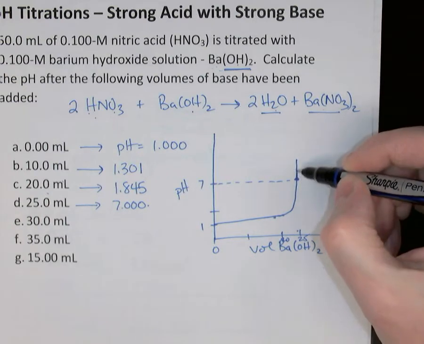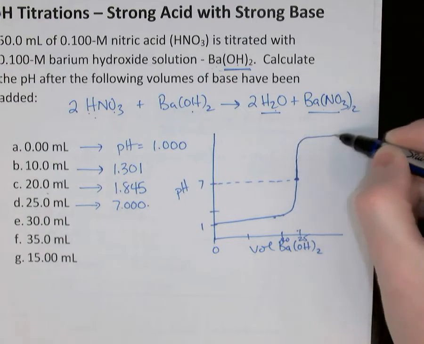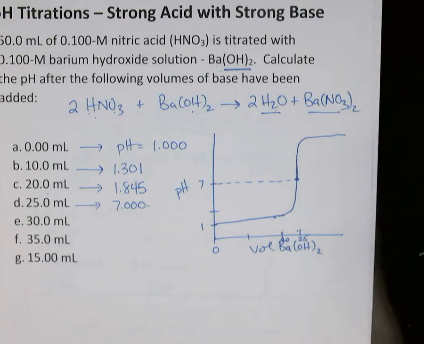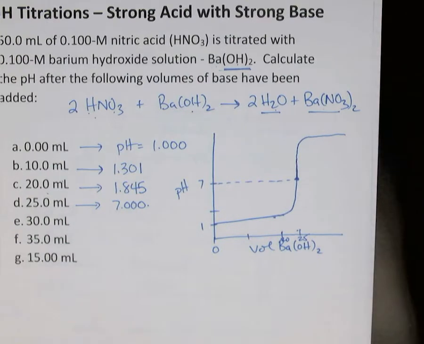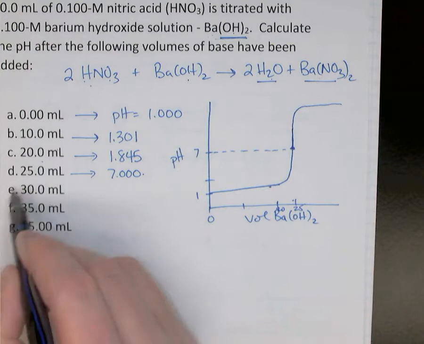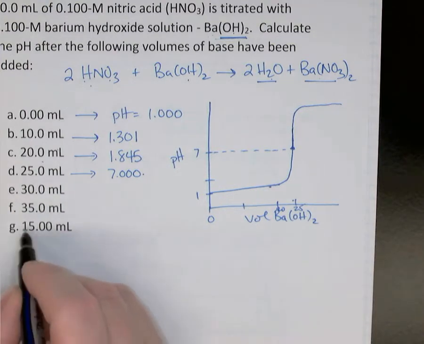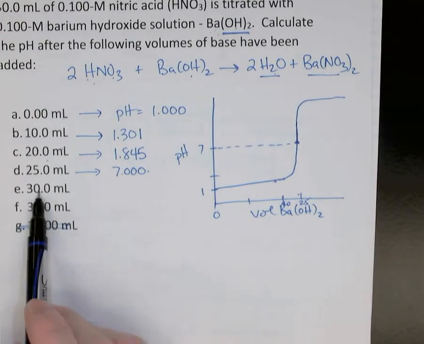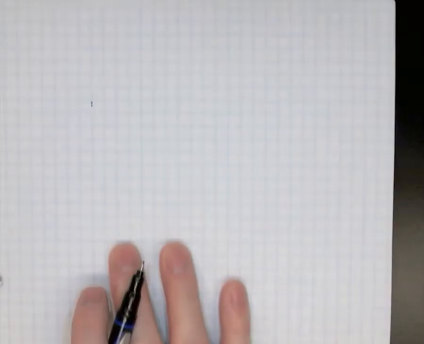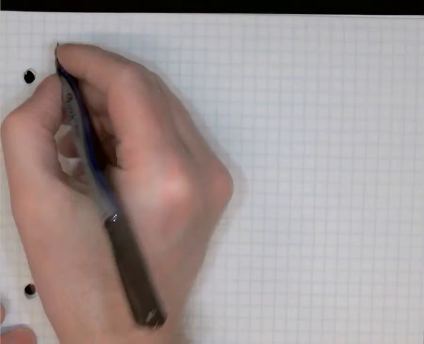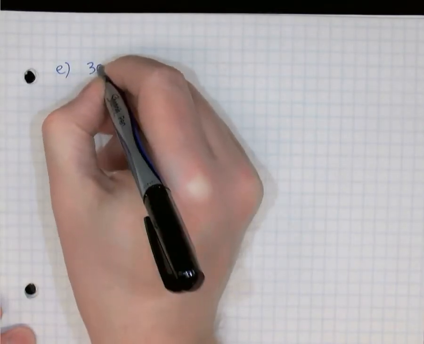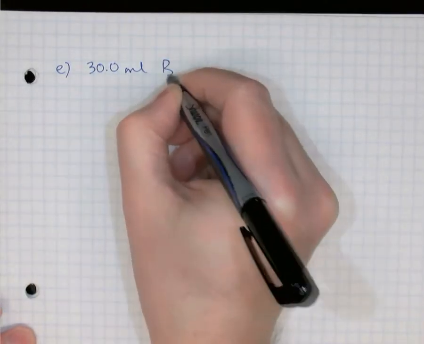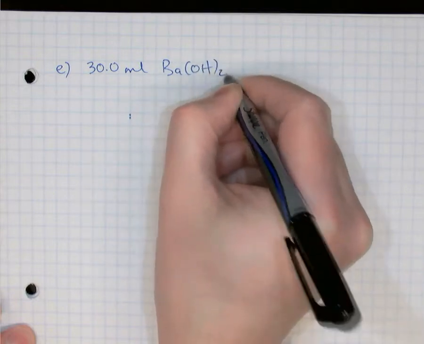Now we're expecting the pH will go like this, and then we'll level off again when we continue adding strong base. So let's check that. We're going to add 30 mils of strong base. Okay, see there's a little bit of a typo here. We're not going to go back and add 15. So we're going to do 30 and then 35 mils. So part E, 30 milliliters of barium hydroxide.